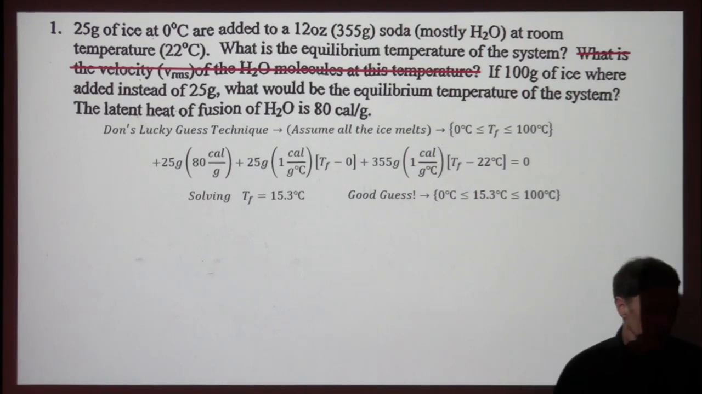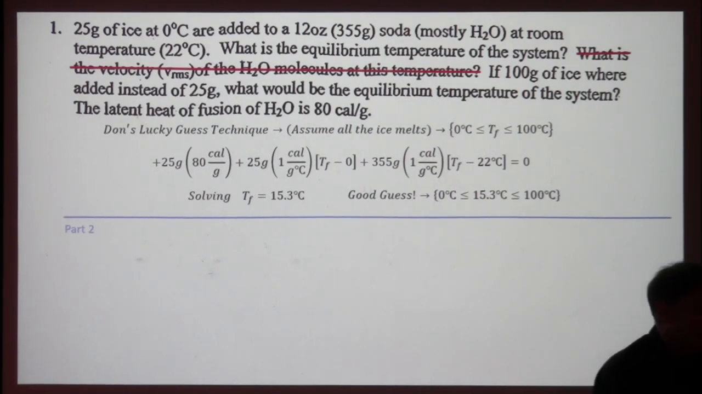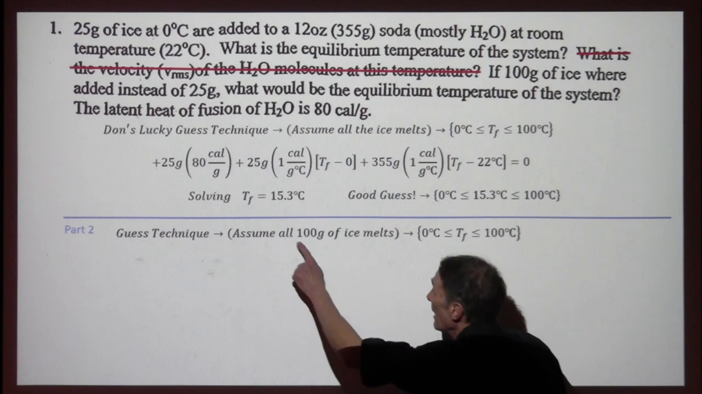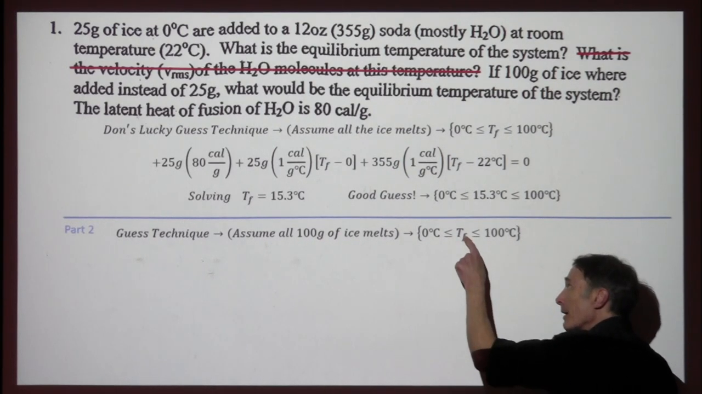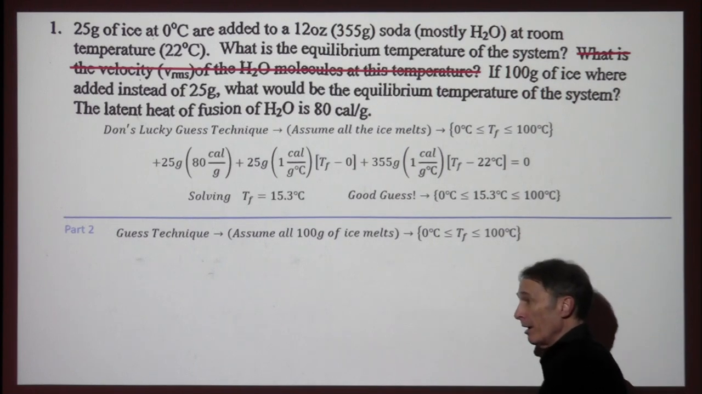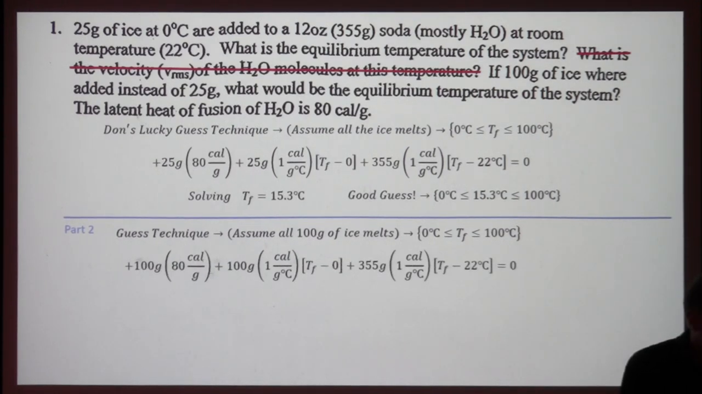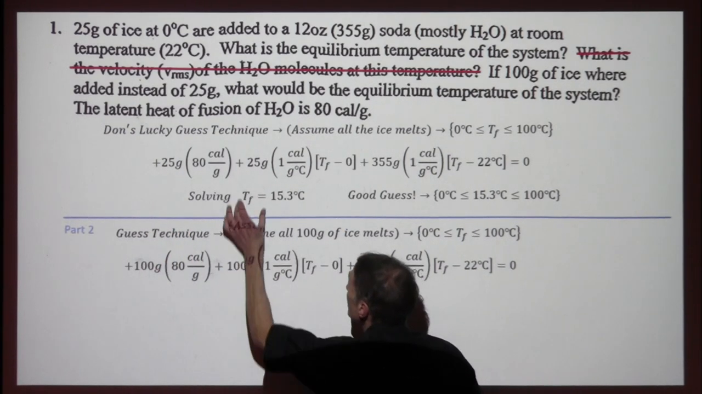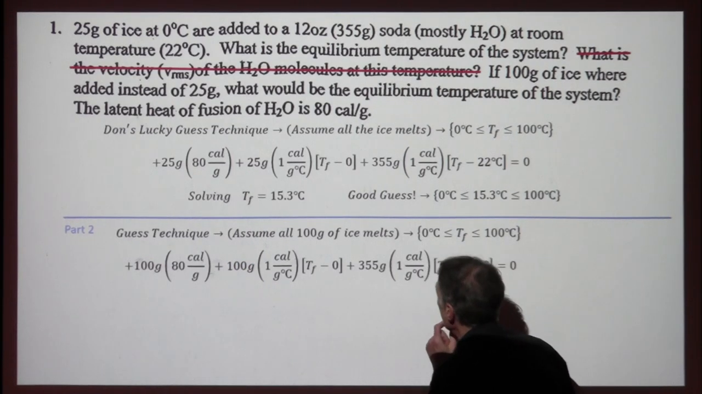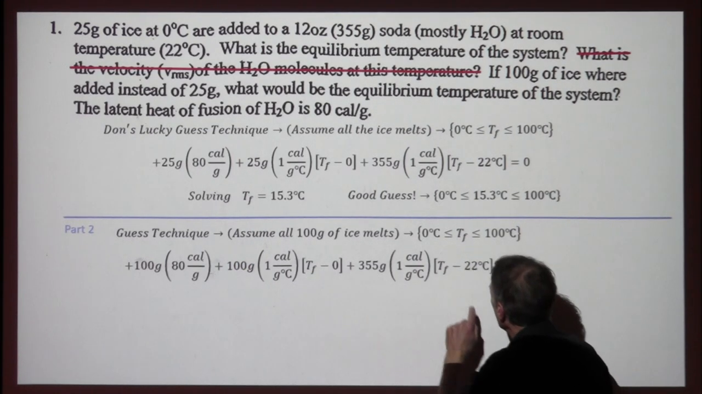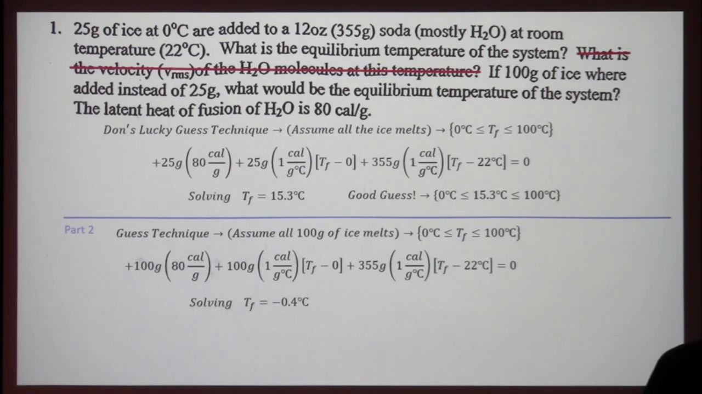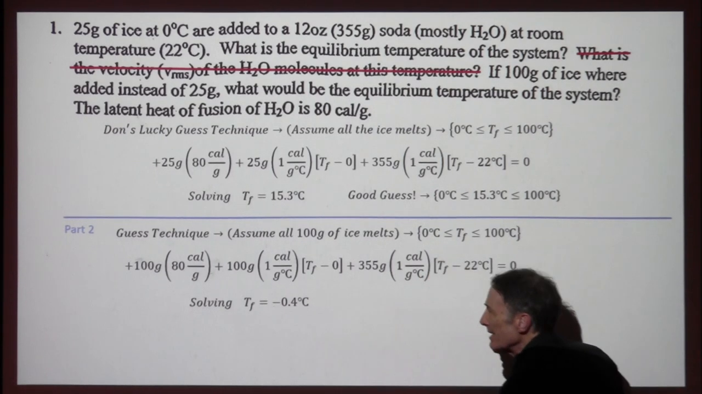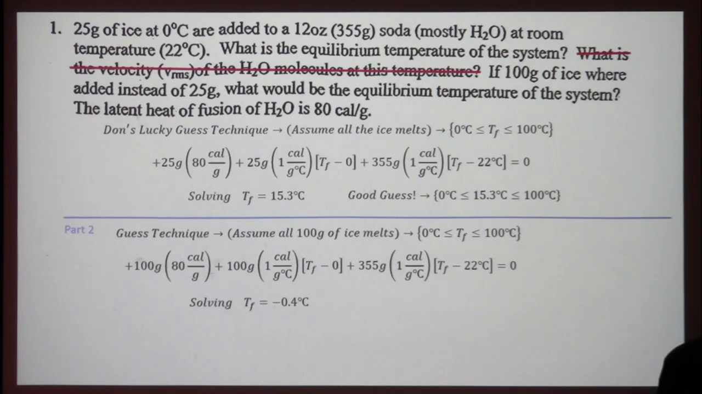Okay, so I think, well, I was pretty lucky with that one. Maybe I'll just try it again here for this part, and make that same assumption. I'm going to melt it all. And, of course, that requires that the final temperature had better be between 0 and 100. So just like the last one, I'm sticking in 100 instead of the 25. Everything else is the same. I go looking for T final, and I solve for that, and I get almost negative 0.14 Celsius.